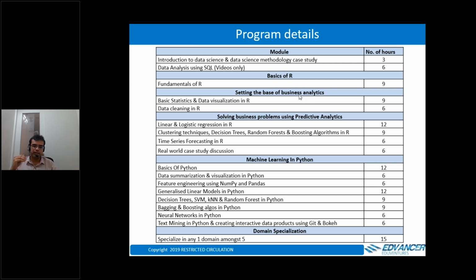And then after that, for the next 66 hours, you'll be going through machine learning in Python, where again we'll spend a lot of time on basics of Python, basics of machine learning, and then go through the advanced machine learning techniques.